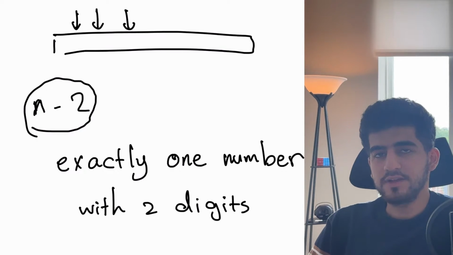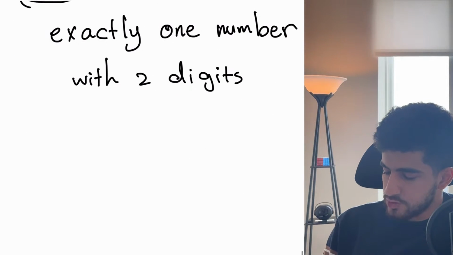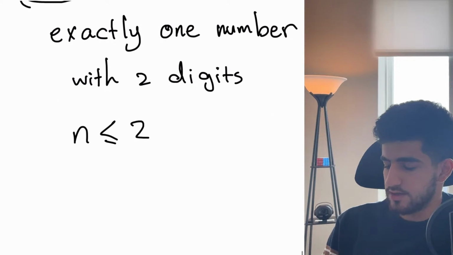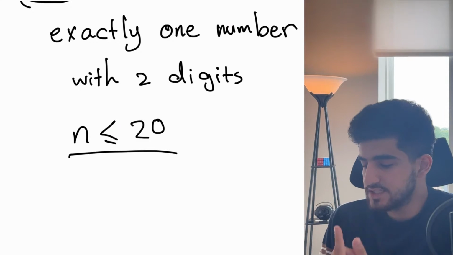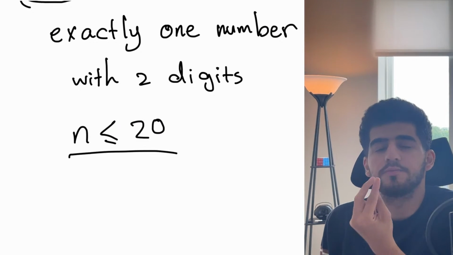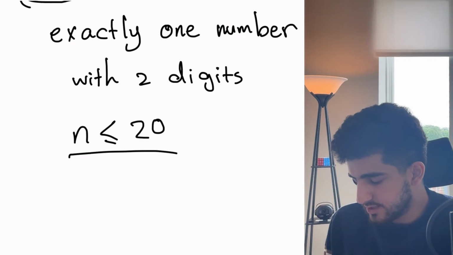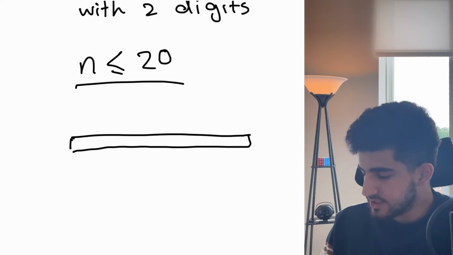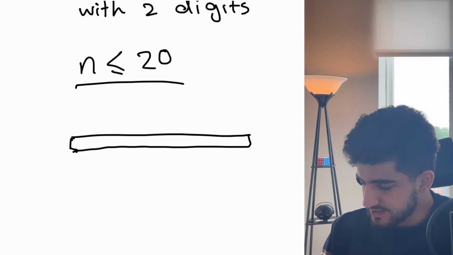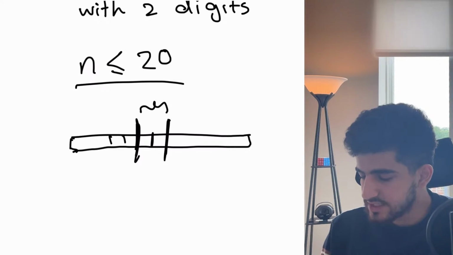And we know that n, the length of the string, is up to 20. It's so small, so we can simply fix that. Okay, where is that number that is going to have 2 digits? It's a simple brute force. So this is our number. We can just simply consider where that number with 2 digits is going to be. This is my number with 2 digits. The rest of them will have exactly 1 digit.